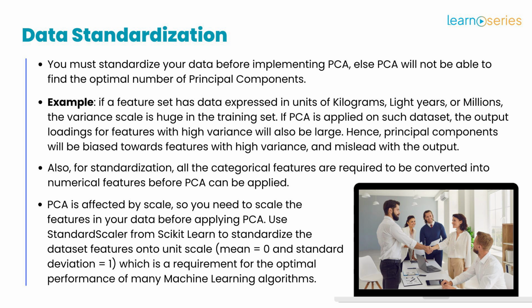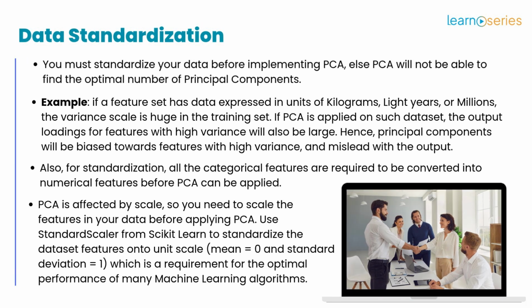If PCA is applied on such data, the output loadings for the feature with high variance will be large. As I told you, the model will understand that a high value means it's a very important feature. Hence, PCA will be biased. For standardization, all the categorical features are required to be converted into numerical features before PCA can be applied. Okay, and PCA is affected by scale, so you need to scale your features. Scaling means the StandardScaler and MinMaxScaler, you can use them.